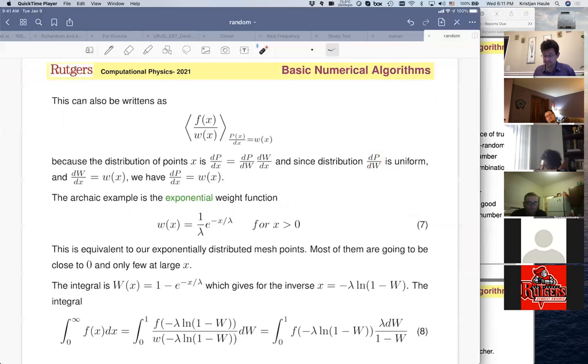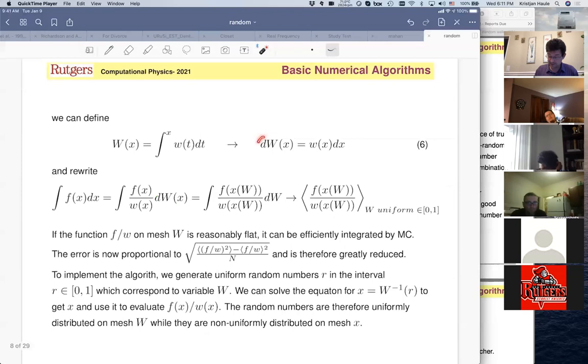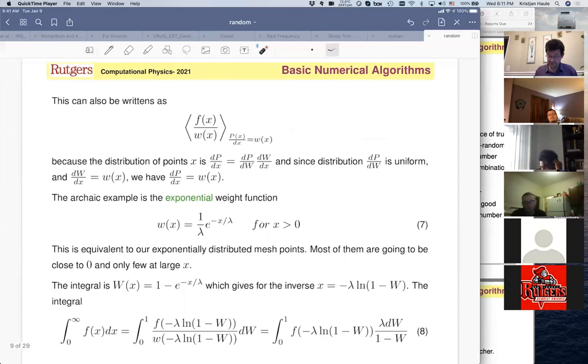So dp over dw is unity, and if dp over dW is unity, then dp over dx is dW over dx. But we know that capital W differentiated over x is exactly small w. So therefore, we see that dp over dx is small w. And if we know that the probability for x is small w, then we can just evaluate this quantity f over w on each x.